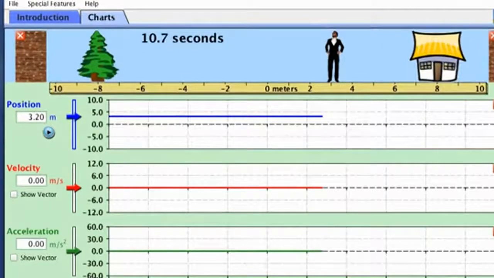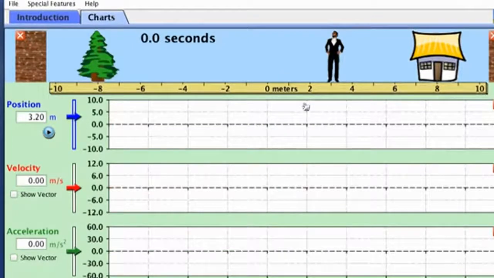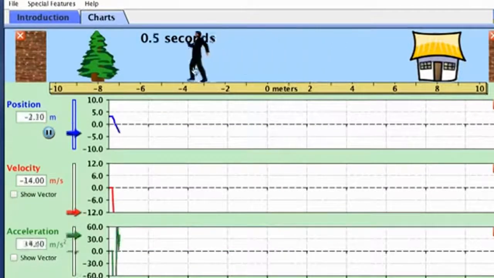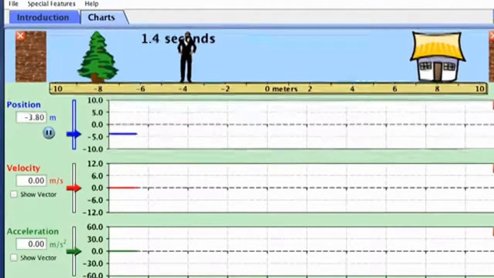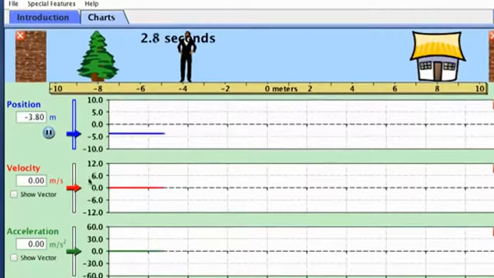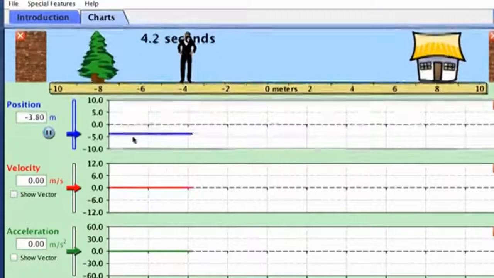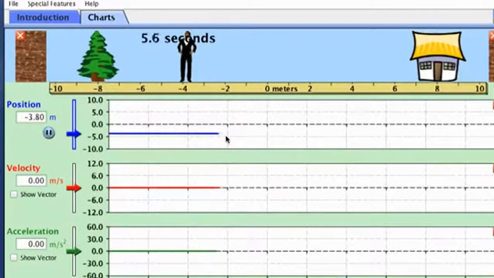Now, if we look at our position, let's say we now move him over here, and he walks to around -4. What happens? We get our position in the negative direction, our velocity is still 0, and our acceleration is 0.